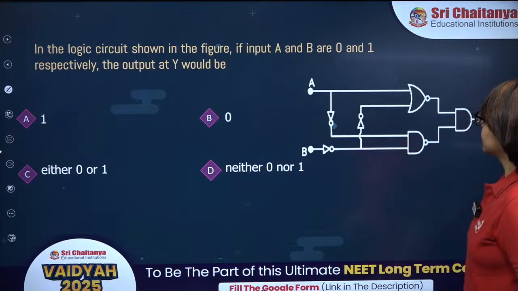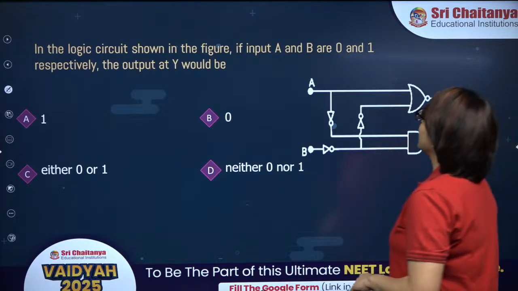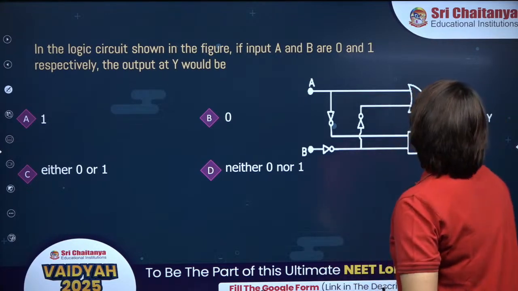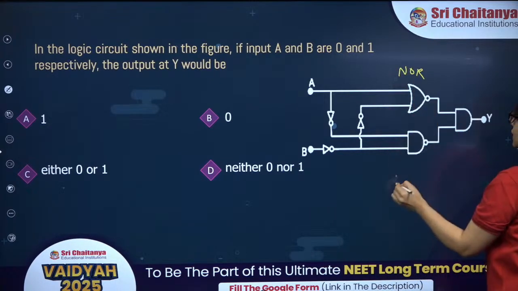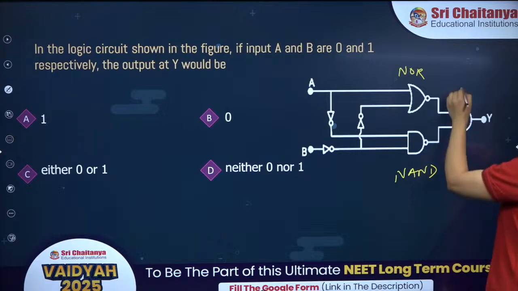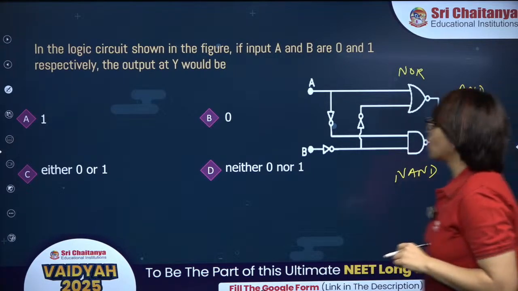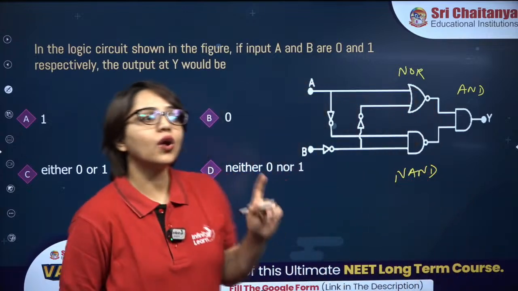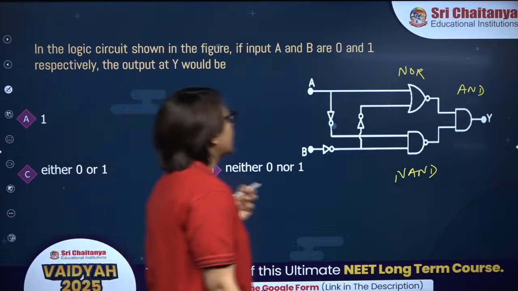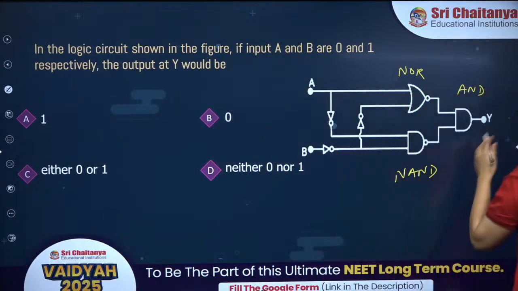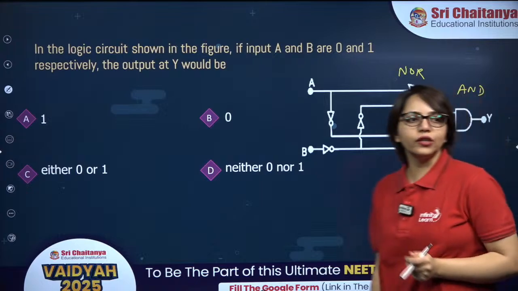Next is this one. It is from logic gates. In the logic circuit shown in the figure, if input A and B are 0 and 1 respectively, the output Y would be? So this is your NOR gate, this is your NAND gate, this is your AND gate. What is the logical operation of NOR, NAND and AND? That you have to remember first. Then only you can solve this question. So for AND, NAND and NOR, try to find it.